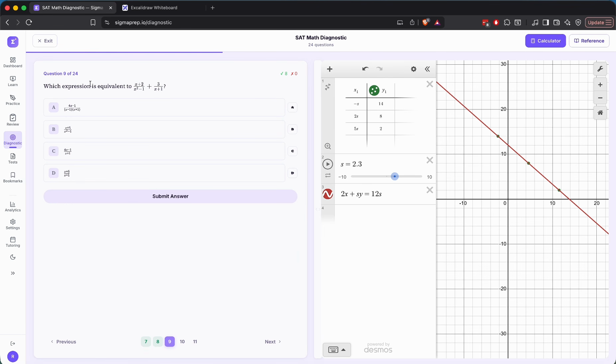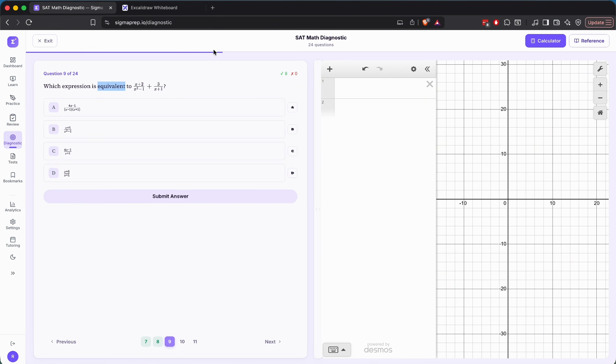Next one, equivalent problem. These are great. You don't need to do algebra for these. These are kind of silly, but they're great. Equivalent just means whatever they give you here has to match one of the answer choices. The way I like to do it is a way where you can't get it wrong, and I'm all about doing it in ways that you can't get wrong.